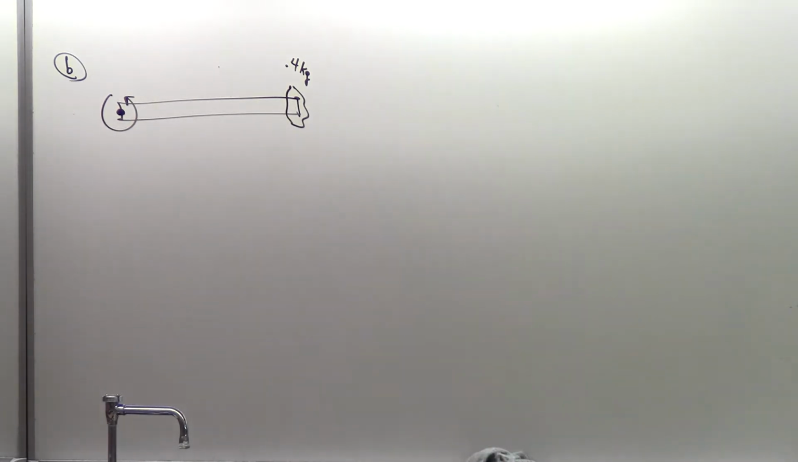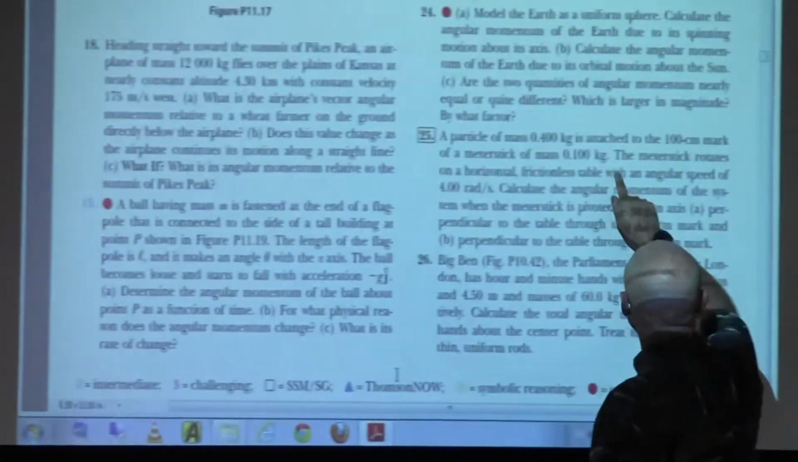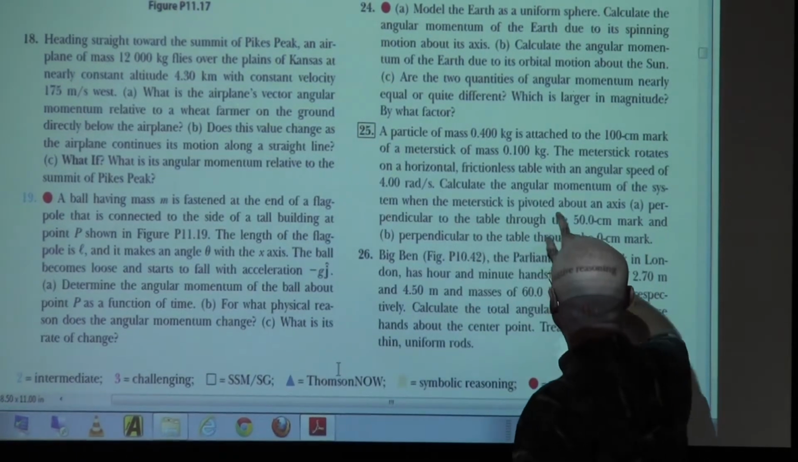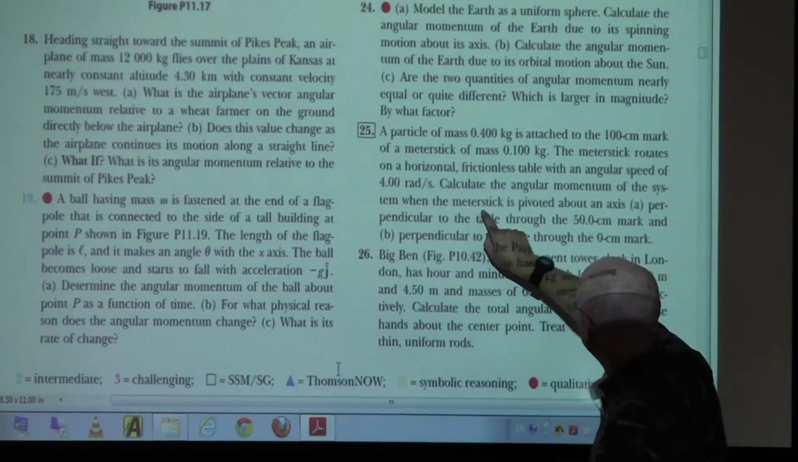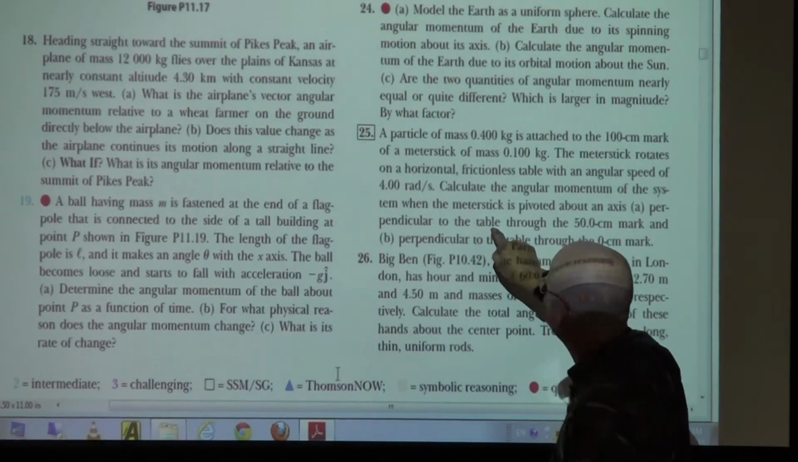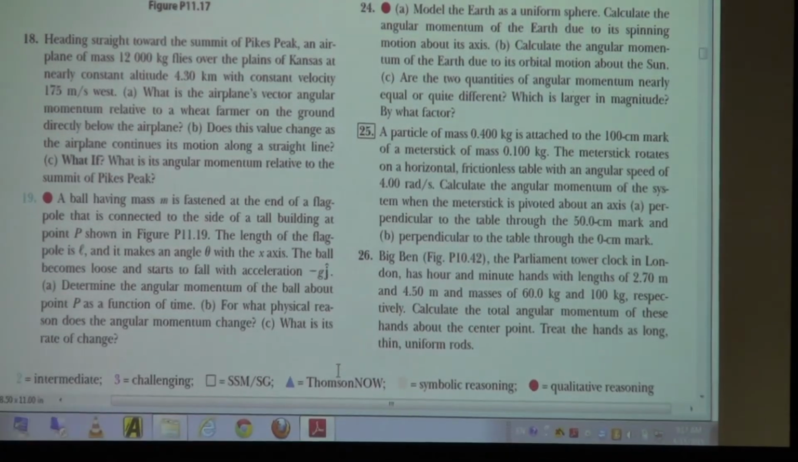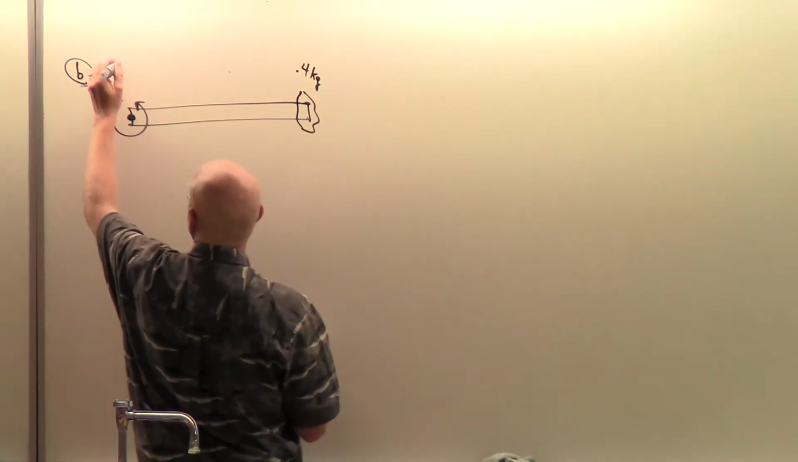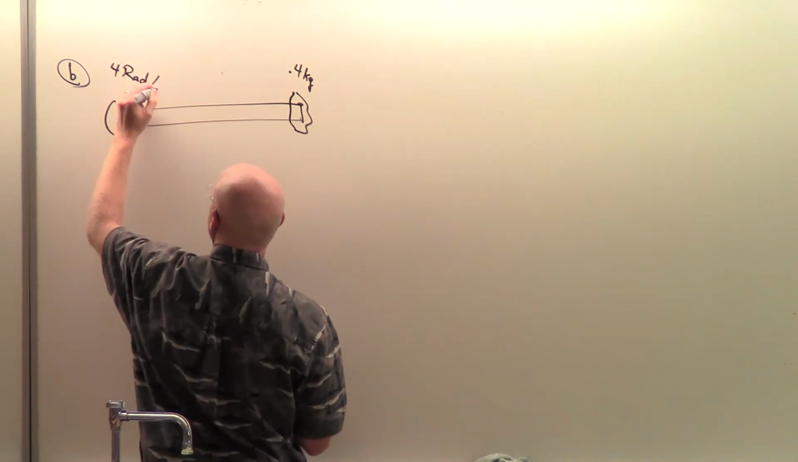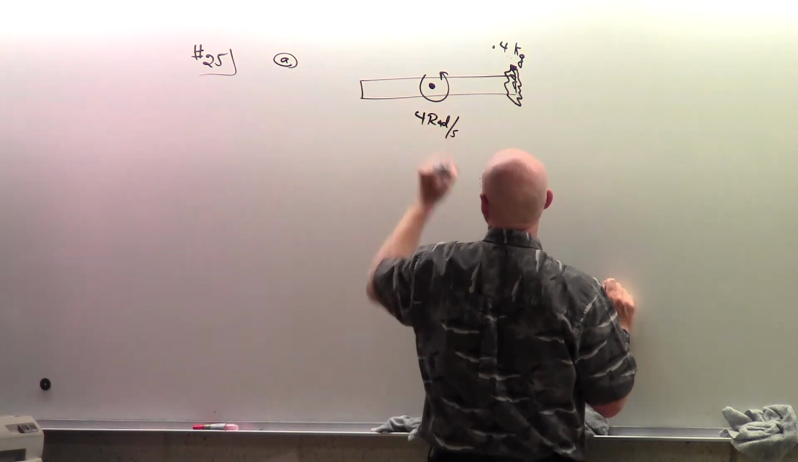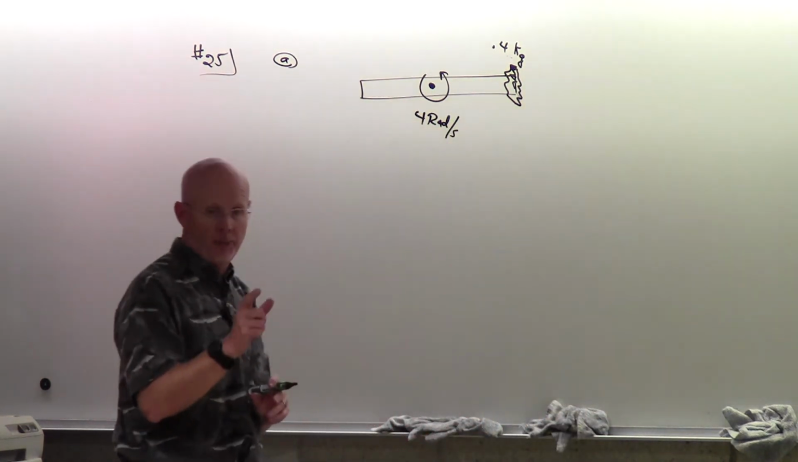And let's make sure we have the right axis. I mean, read it carefully here. It says the meter stick rotates on a horizontal frictionless table with an angular speed. And right here, when the meter stick is pivoted around an axis, and notice it says perpendicular to the table. So in my picture, perpendicular to the table is in and out of the board here. It's in the z-axis. Okay? And so they say this is a rotation of 4 radians per second. 4 radians per second. So same angular speed, but a different point.